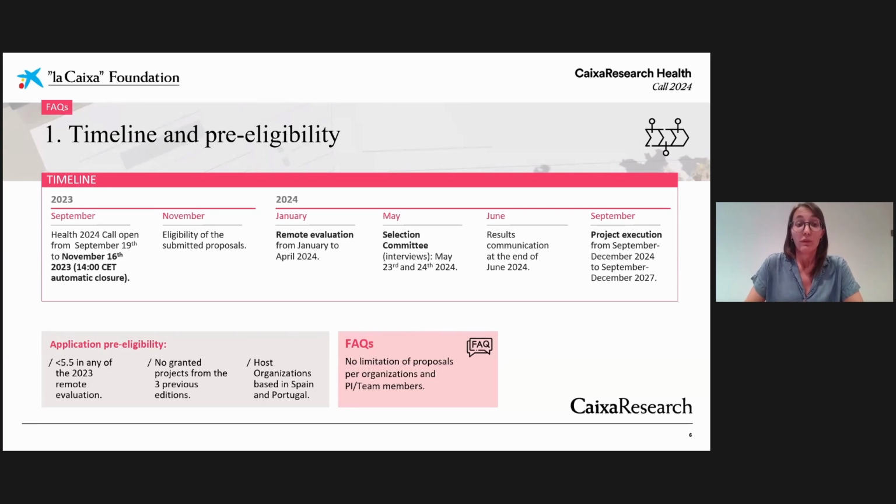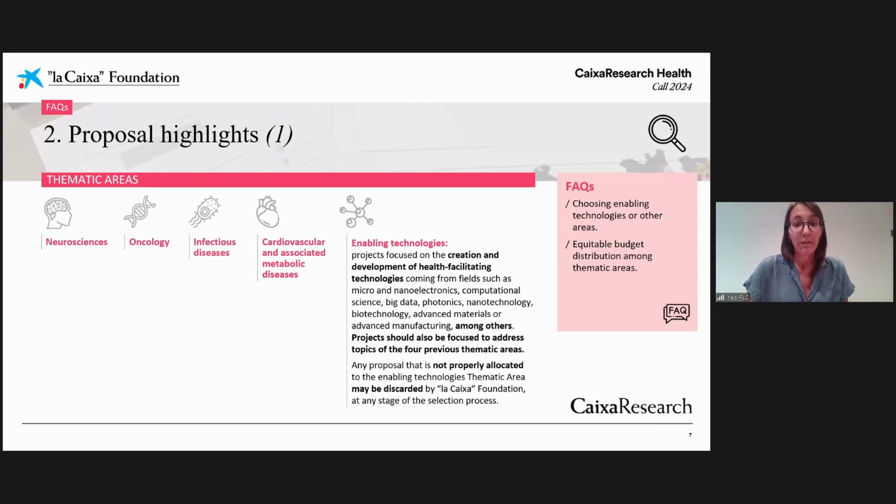But each researcher can only submit one proposal as project leader. They can apply as principal investigators or team members in other proposals without limitation, but as project leader, they can only submit one proposal. These are the 5 thematic areas of the call that you may know: neurosciences, oncology, infectious diseases, cardiovascular and associated metabolic diseases, and enabling technologies.